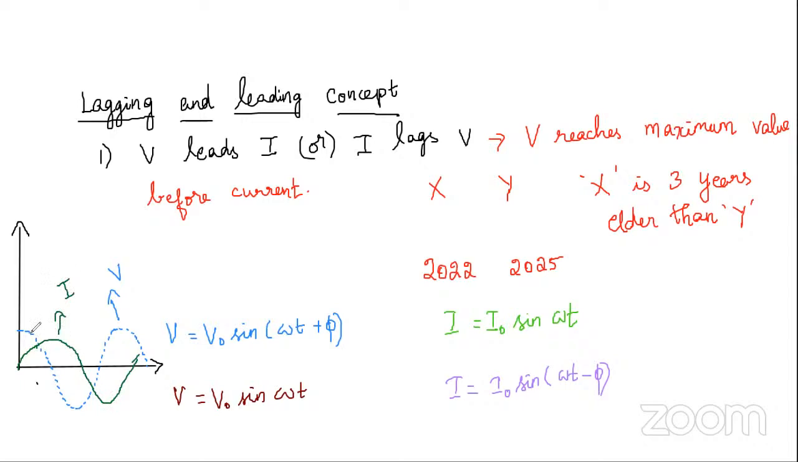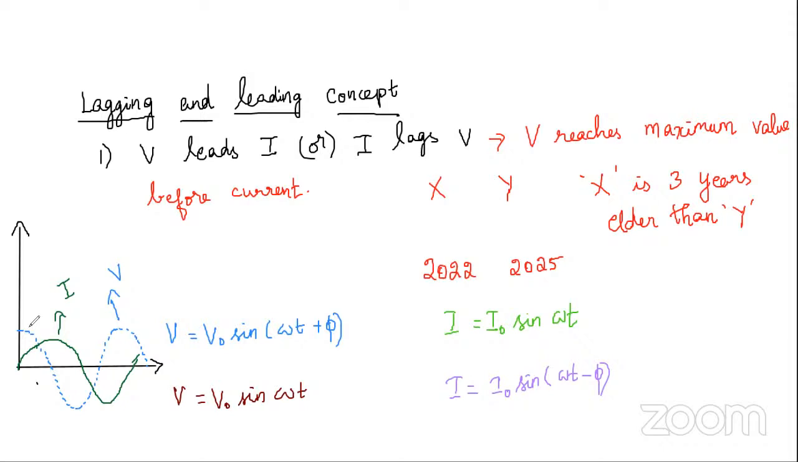So here you see this blue color dashed line represents the voltage. It reaches maximum before current. It starts here from the maximum. At that time, the current starts from zero, and it will be reaching the maximum. Current will reach the maximum when your voltage is minimum. So likewise it varies.